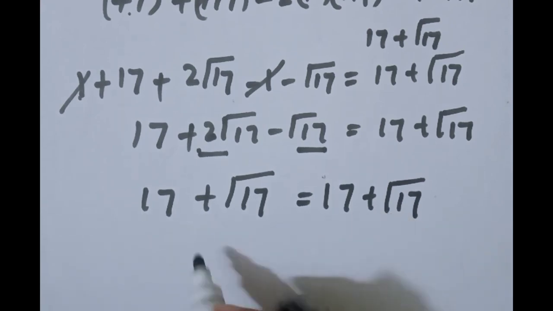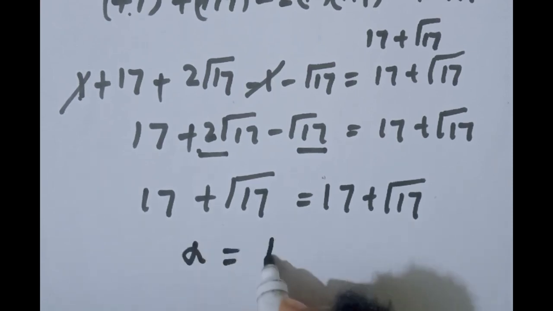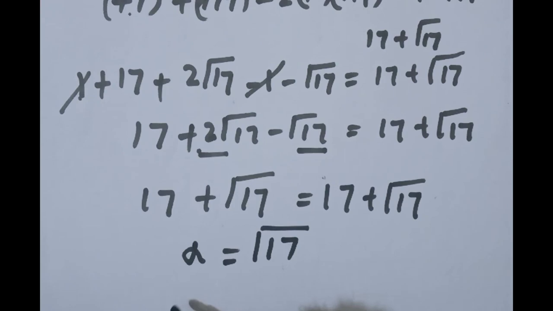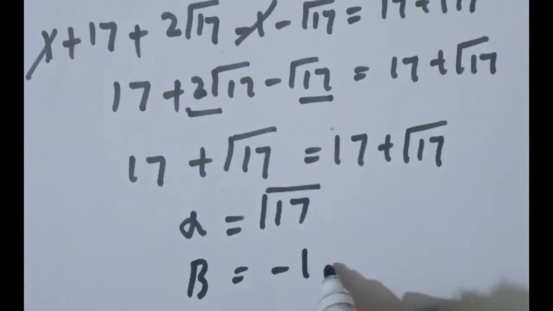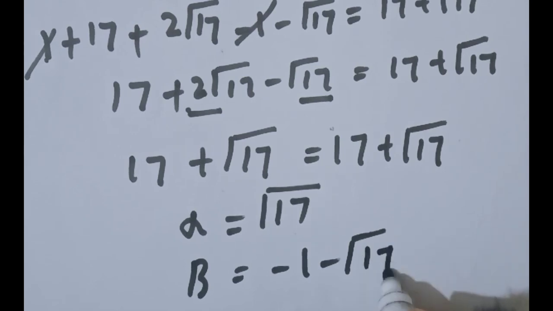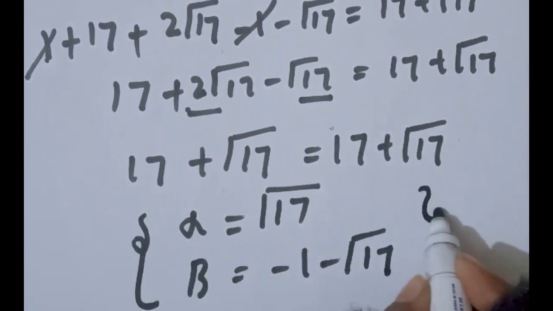So our answer is alpha is equal to under root of 17 and beta is minus 1 minus under root of 17, and this is the answer of x in our question.